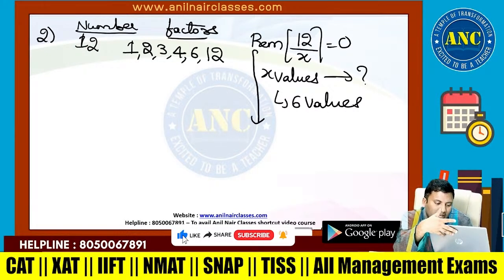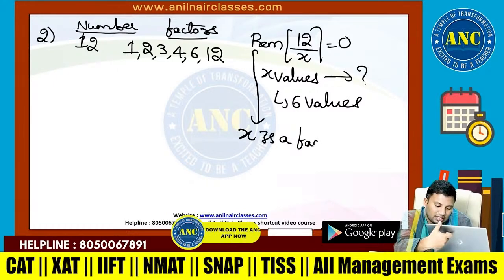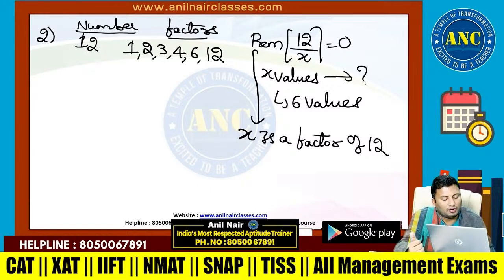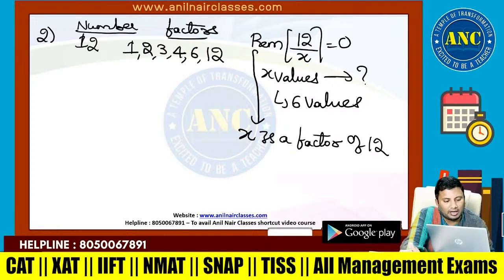Whenever you get an expression like this, where 12 is divided by x and you get a remainder 0, that means x is a factor of 12. 12 when divided by 12, remainder 0. 12 when divided by 2, remainder 0.